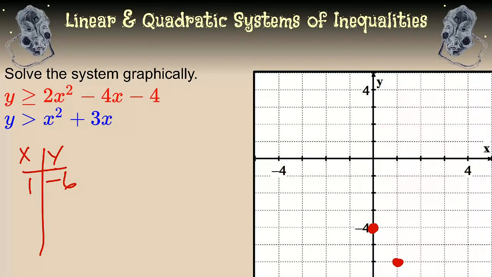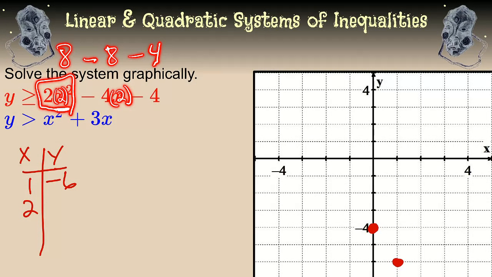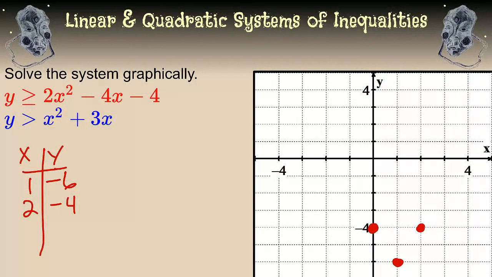Next, I'm going to pick an x value of 2. And so I plug in 2 here, 2 there. 2 squared is 4. 4 times 2 is 8. Minus 4 times 2 is 8 minus 4. So that's going to be -4. And when I plot that point, I see right away, oh, that's good news.